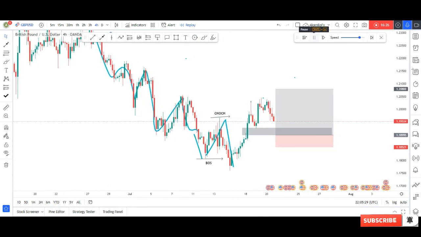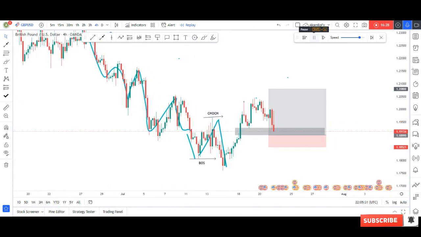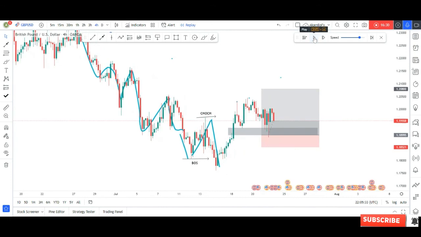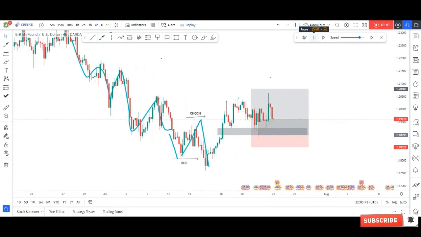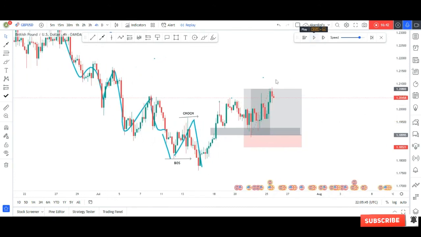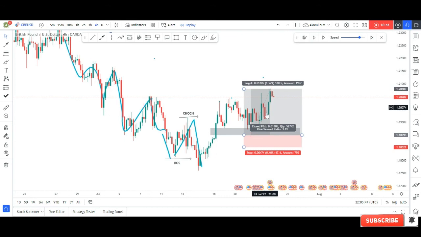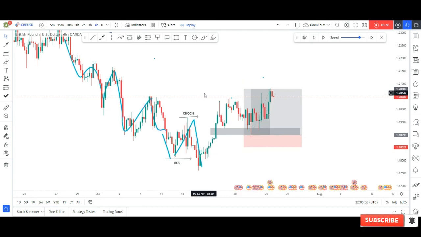Okay, you see how price is doing, right? Okay, price has tapped in. You see how price has tapped in, filled the imbalance, and then moved to the upside, hit our TP. So this is a high probability setup.